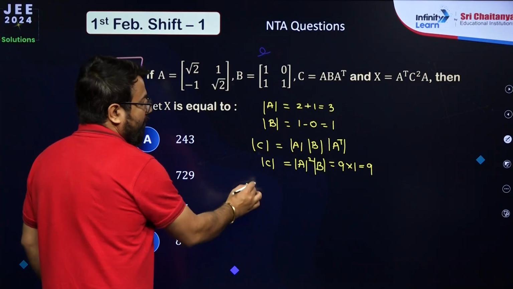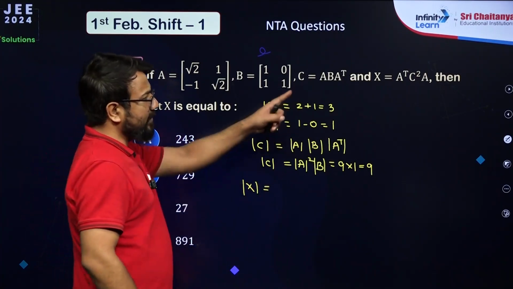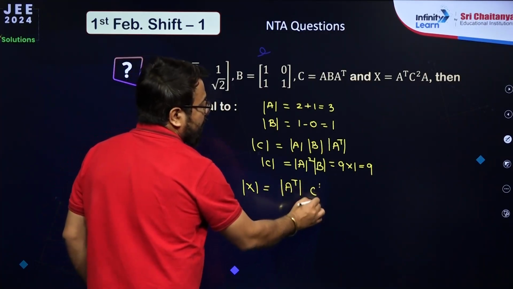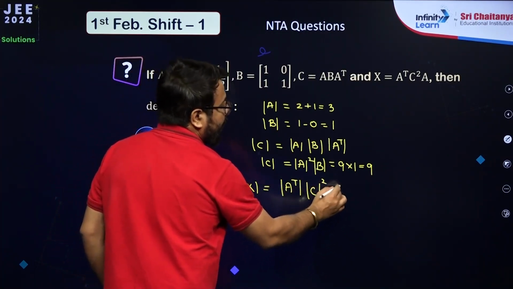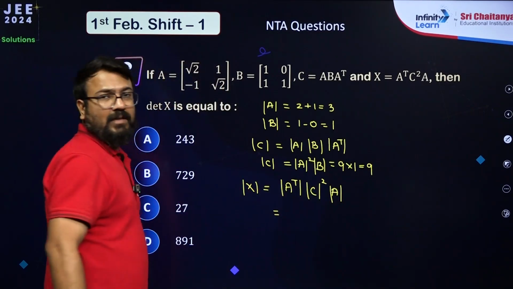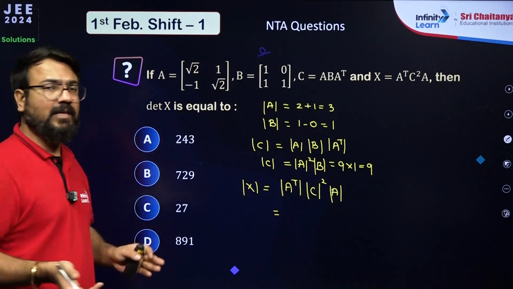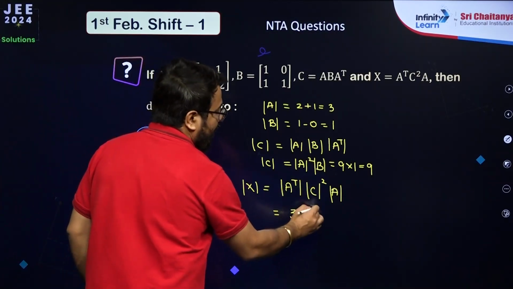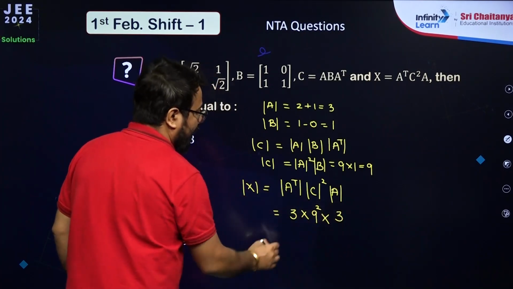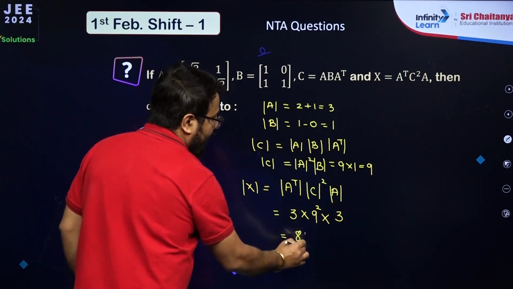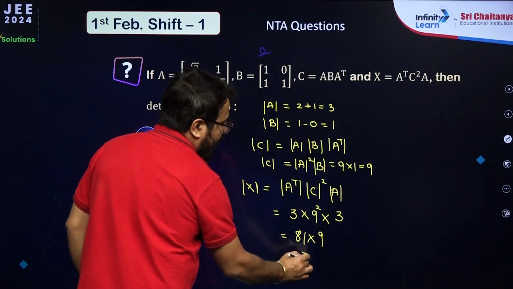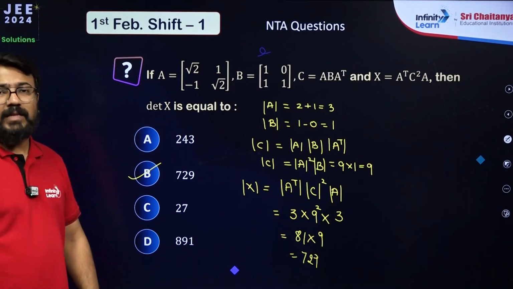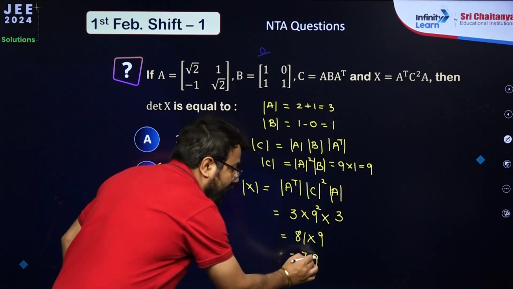Now I want to get the value of the determinant X. Determinant X is determinant of A transpose, determinant of C square, determinant of A. I know that if the determinant A is 3, then the determinant of A transpose will also be 3, and determinant of C is 9, so here it is 9 square, determinant of A is 3. I can get the value 81 into 9. 81 into 9 can be written as 729. 729 is there in option B. That is why option B will be the final answer over here.